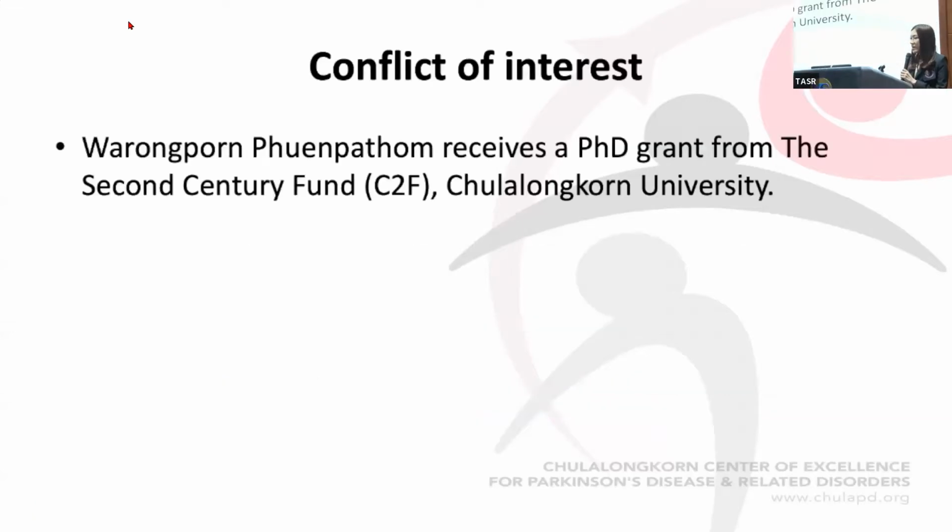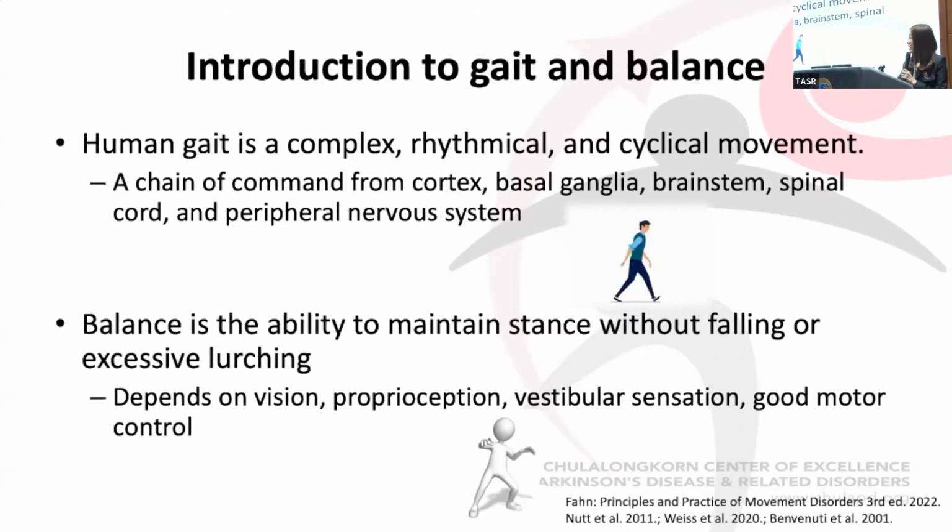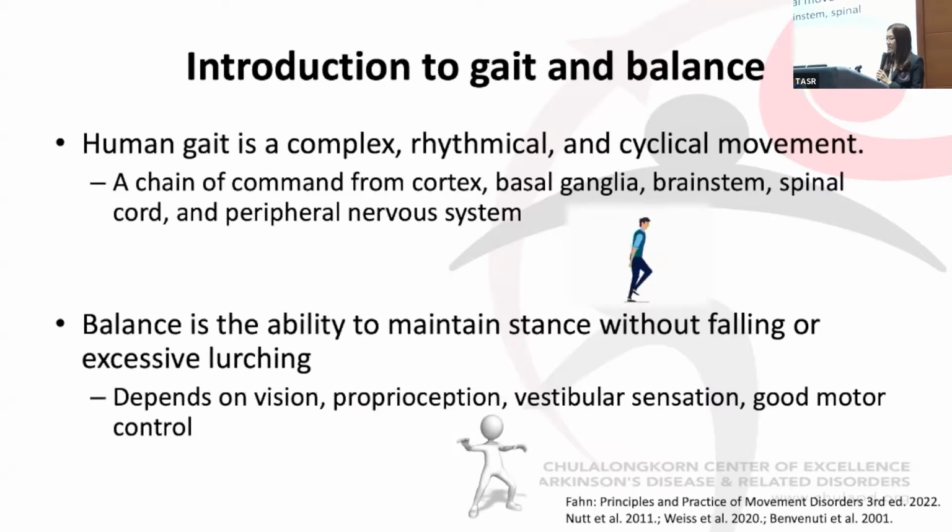To declare my conflict of interest, I received a PhD grant from the Second Century Fund, Chulalongkorn University. And before I give a talk about gait disorder, you have to understand about human gait and balance first. Human gait is a complex, rhythmical, and cyclical movement. It is controlled by a chain of command from cortex, basal ganglia, brainstem, spinal cord, and then peripheral nervous system.